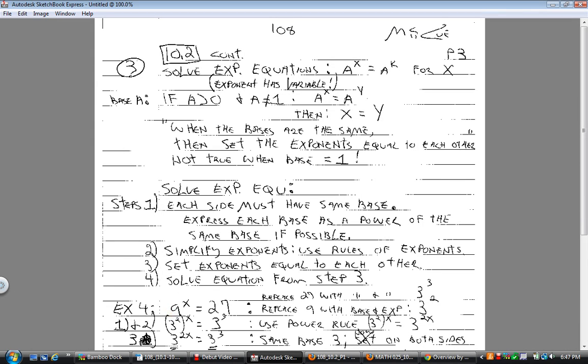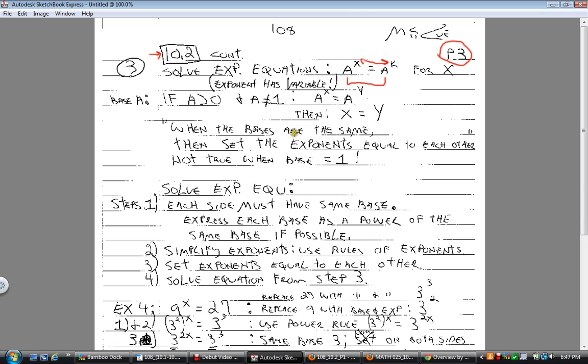We're back on section 10.2. We're going to keep working on exponential functions. We're going to do some solving of exponential equations here, and of course we're going to work on page 3 of our class notes. Now this new concept is basically taking the fact that if you have the same base on the left hand and right hand side of the equation, that forces the exponents to be equal to make the equality happen.